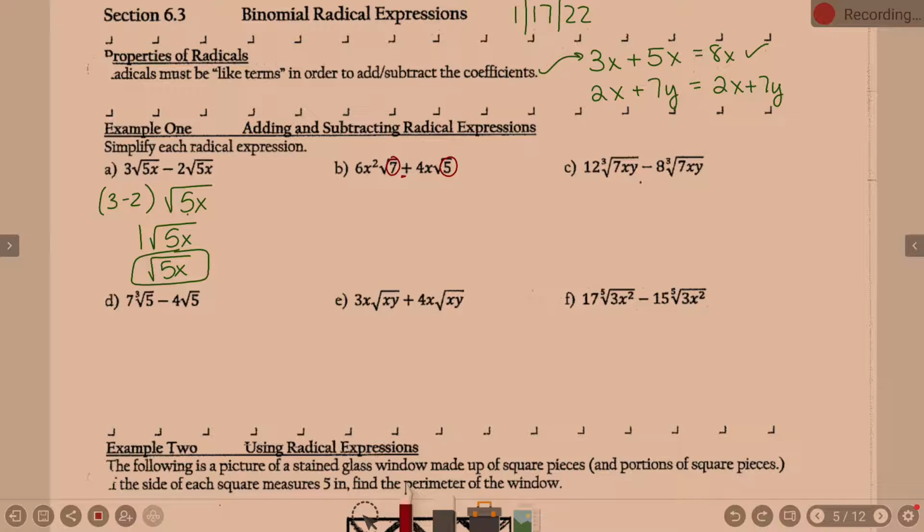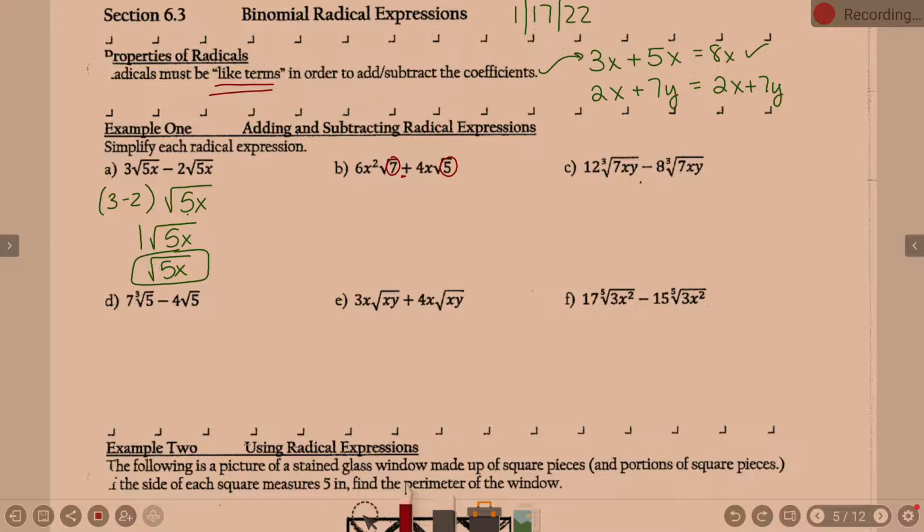If we can add them, they must be like terms. Are square root of 7 and square root of 5 like radicals? No. Square root of 7 and square root of 5 are not like radicals. They are not the same, so I cannot add them.